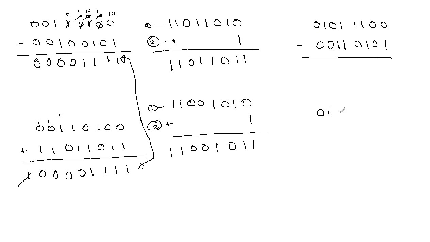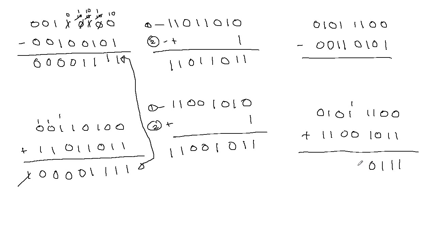So 0, 1, 0, 1, 1, 1, 0, 0 plus 1, 1, 0, 0, 1, 0, 1, 1, and you'll get 1, 1, 1. Sorry, let me go back. 1 plus 1 is 1, 0. Okay. And then we have 1 there. And then 1 plus 1 is 1, 0. And 1 plus 1 is 1, 0. Okay. And then we can just drop that one. So this is your answer.